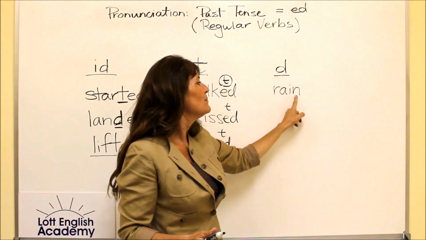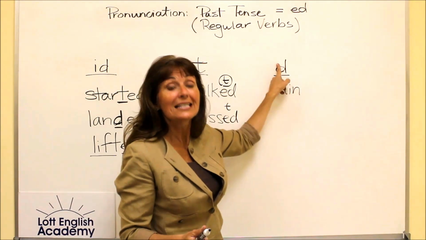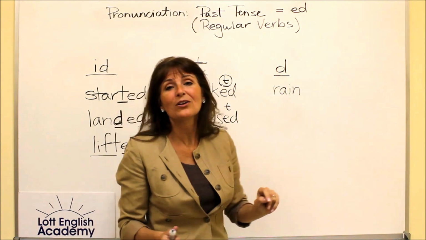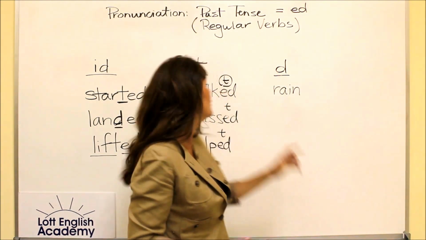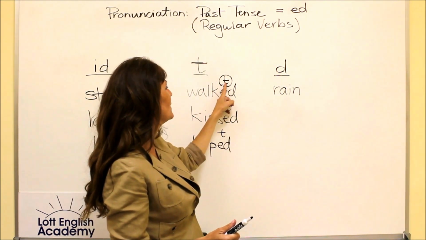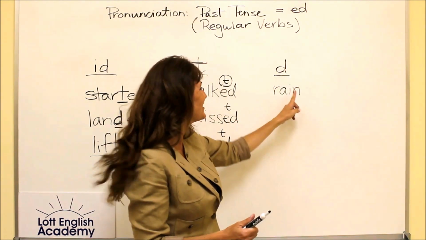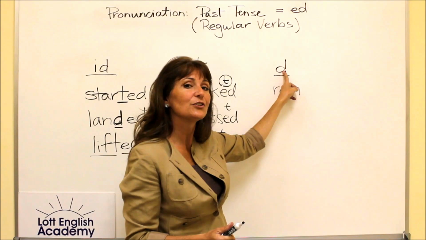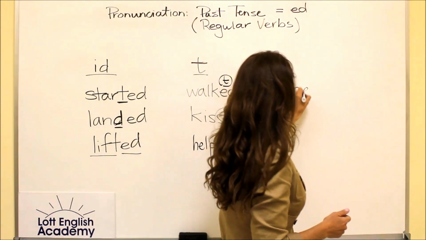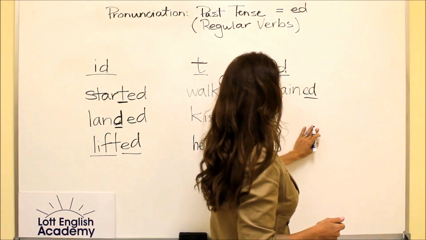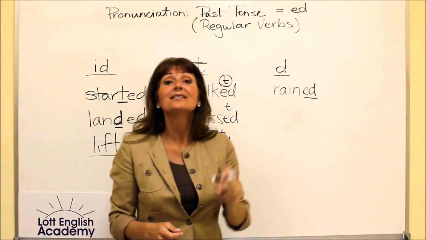Rained. Make a vibration here. Continue with the sound of the vibration here. No vibration, no vibration. Vibration, vibration. Right? Get the vibration here, so it's here too. The spelling, of course, is still ed, but the sound is d.